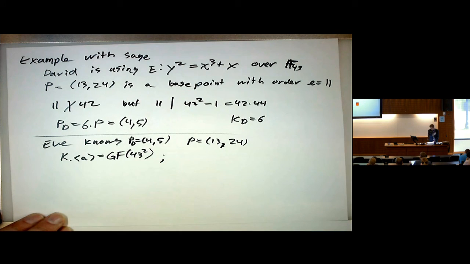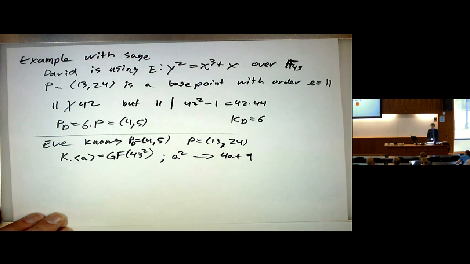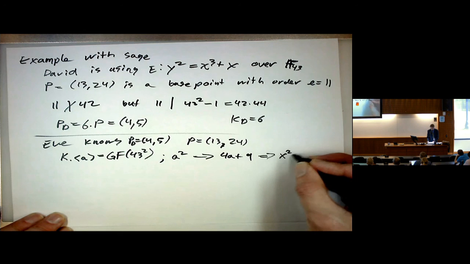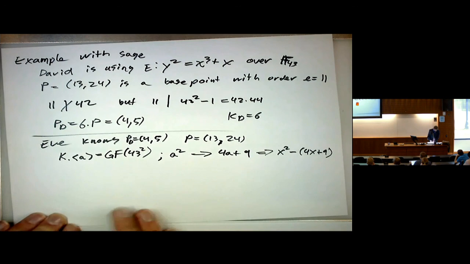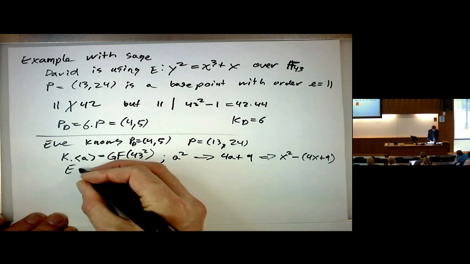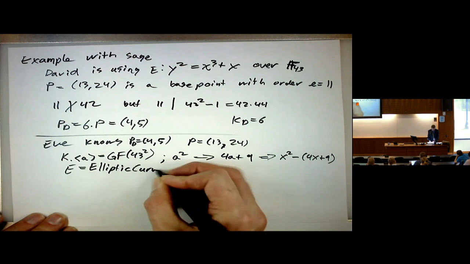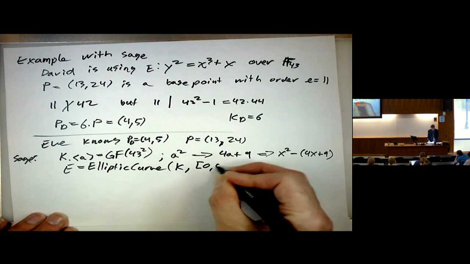If you want to know, you could ask for the polynomial that's being used here, but it's degree 2, right? So you square a, and it's going to output the result 4a plus 9 using the power basis in a. And so that tells you that x squared minus 4x plus 9 is the polynomial in question, just by computing a squared. So then she defines the elliptic curve E over K. This is all Sage stuff: EllipticCurve(K, [0, 0, 0, 1, 0]).